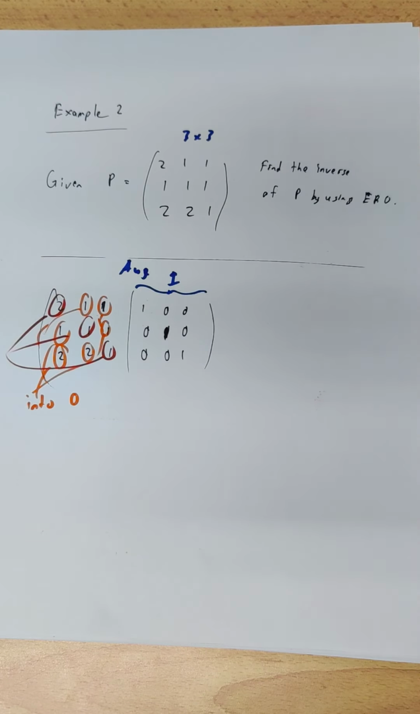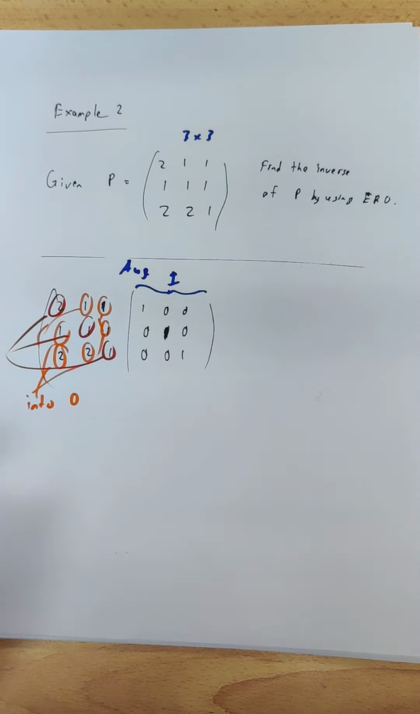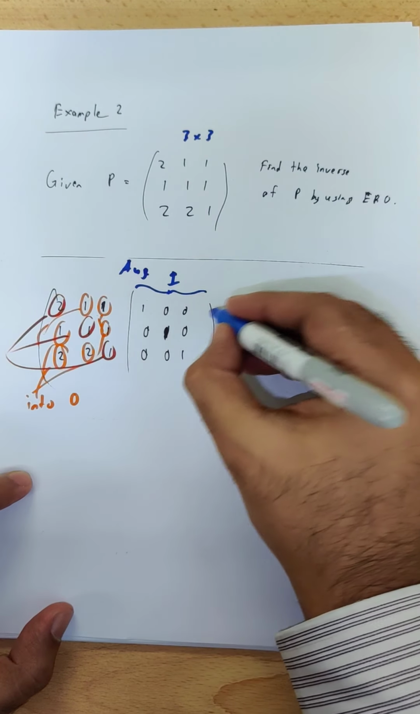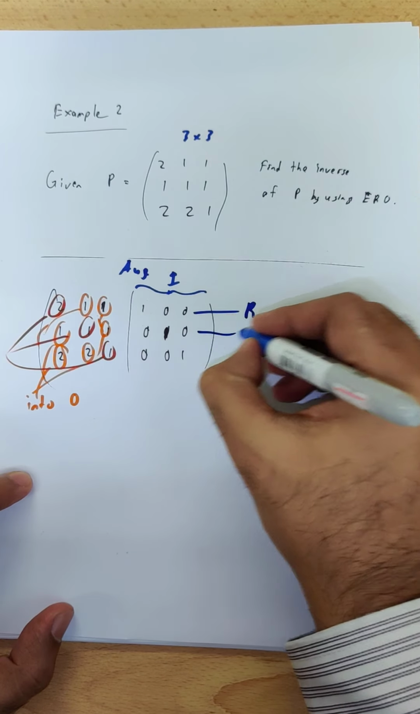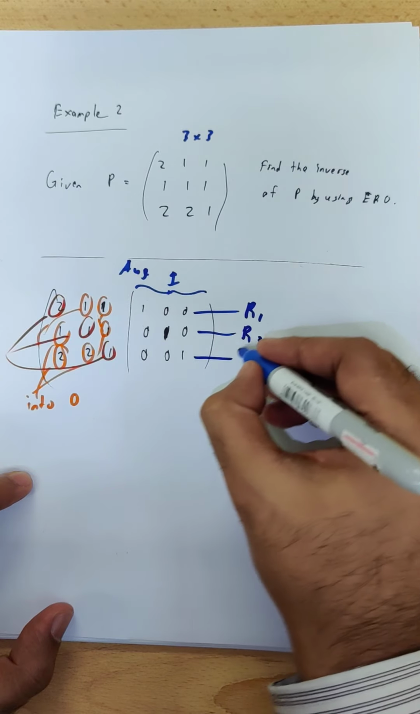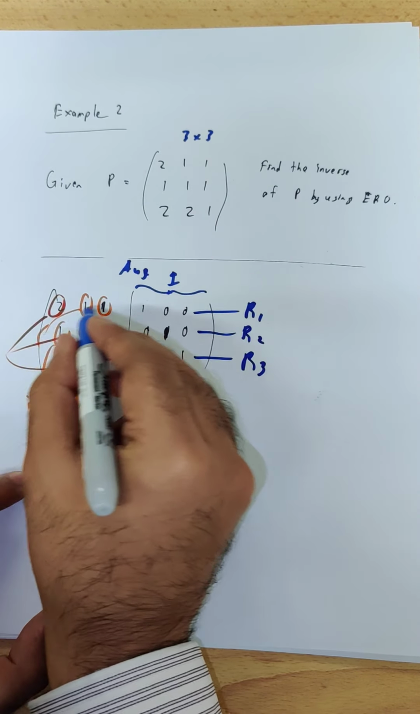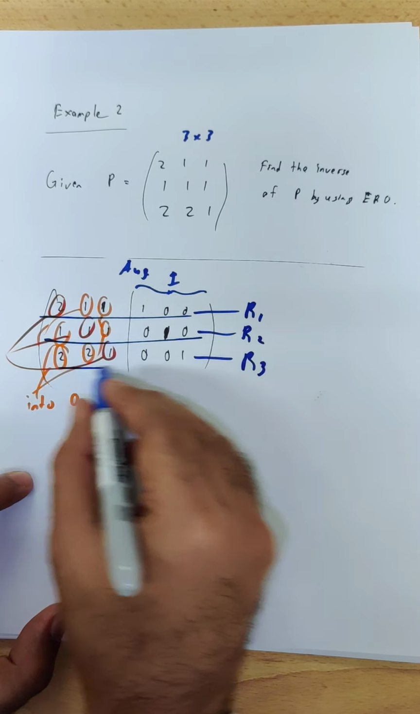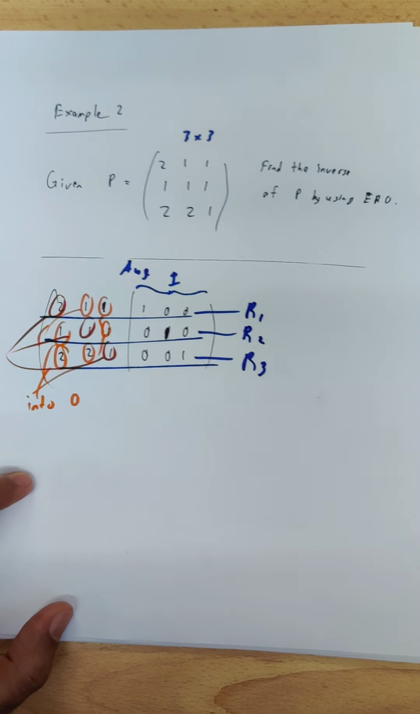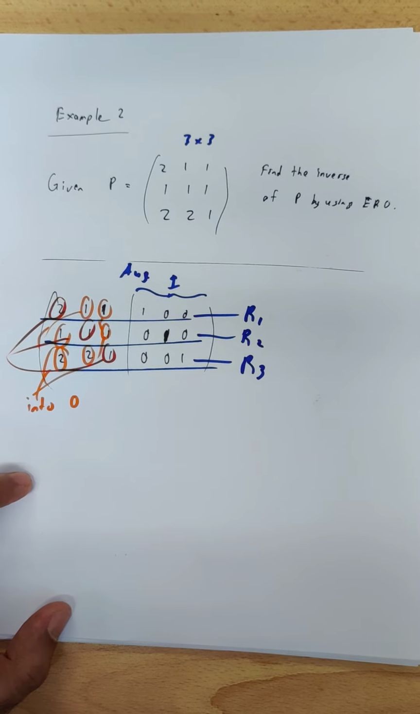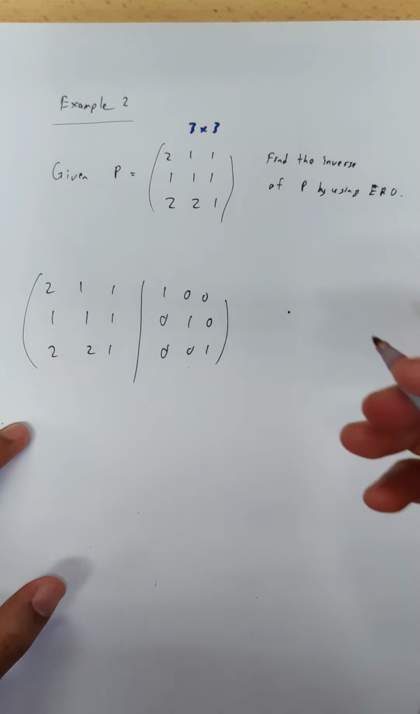How do we do that? We're still going to apply the ERO method, and I would like you to remember that this is what we call row 1, this is row 2, and this time this is row 3, the whole row. So let's begin. Firstly, get into augmented form. Let me rewrite those.